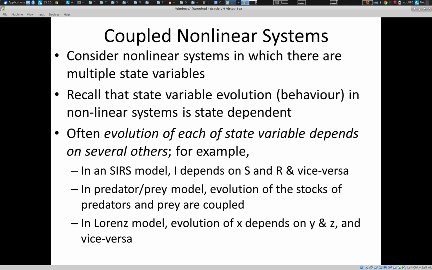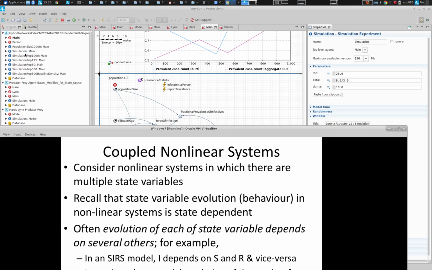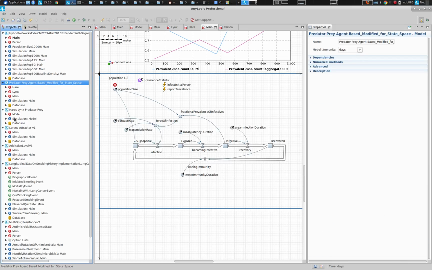So let's go see where this is in our model here. I mean, we've seen it in several of these models, but let's make it very concrete. So I'm saying the evolution of a given state depends on several others. So let's go take a look. So let's go look first at this one, hares, lynx, predator, prey.